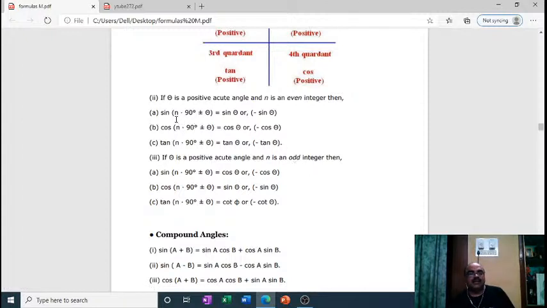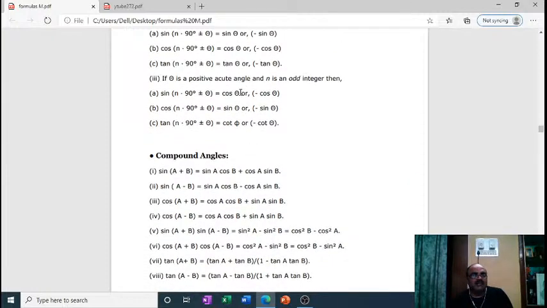Then its multiple values. Sine(90 plus or minus theta) is cos theta or plus/minus accordingly; sine(180 plus or minus theta) is sine theta, minus sine theta. Cos(90 plus or minus theta) is cos theta, minus cos theta. Tan(90 plus or minus theta) is tan theta, minus tan theta. So friends, this is another important thing that needs to be remembered.